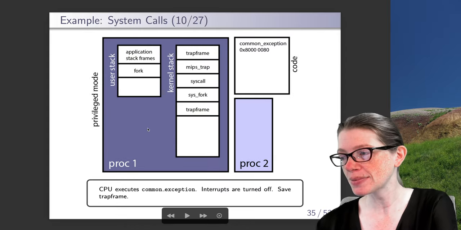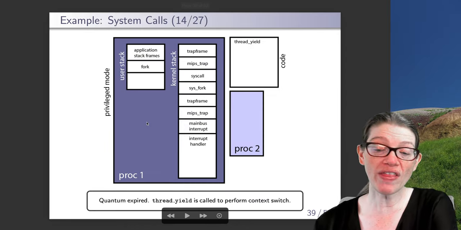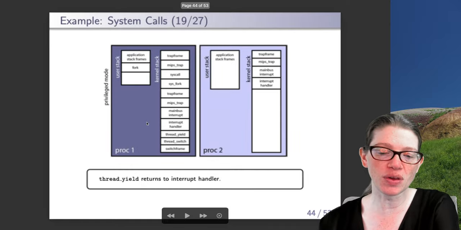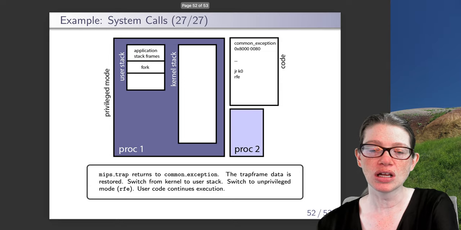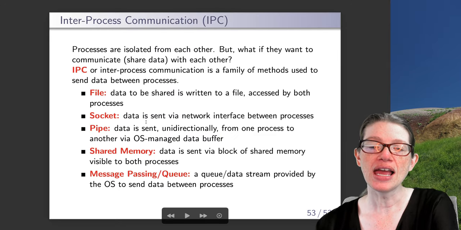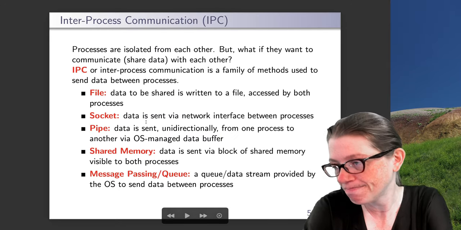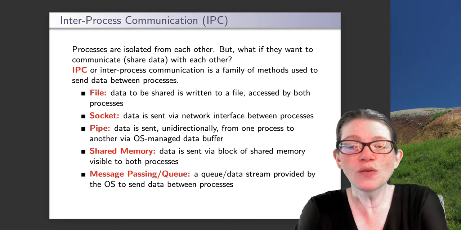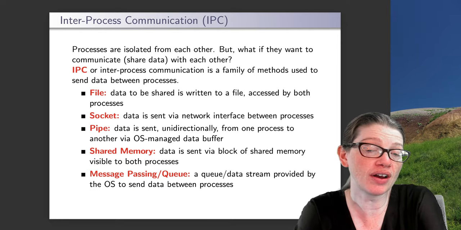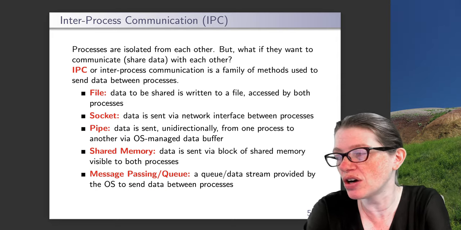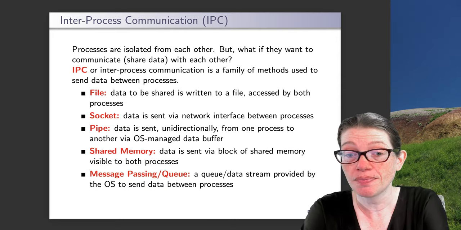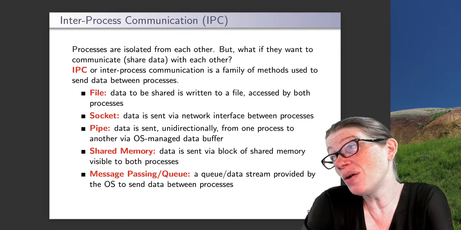All right. One last thing to talk about, I think we've got a few minutes here, is inter-process communication. So if processes are isolated from each other and they're isolated from the kernel, what if two processes want to actually talk to each other? How do they do that? Actually, there's a lot of ways you can do this.